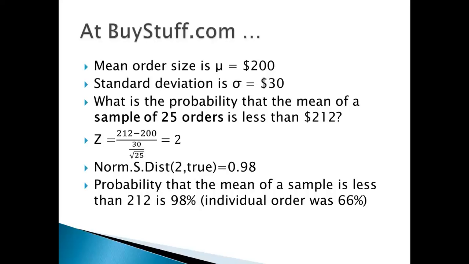And you get 2. Norm mass dist of 2 is 0.98, so the probability that the mean of a sample is less than 212 is 98%. Remember, for an individual order, it was only 66%. So while an individual order might be less than 212, it would be with only probability 2/3 or 66%, a sample of 25 orders almost certainly has a mean of less than 212.